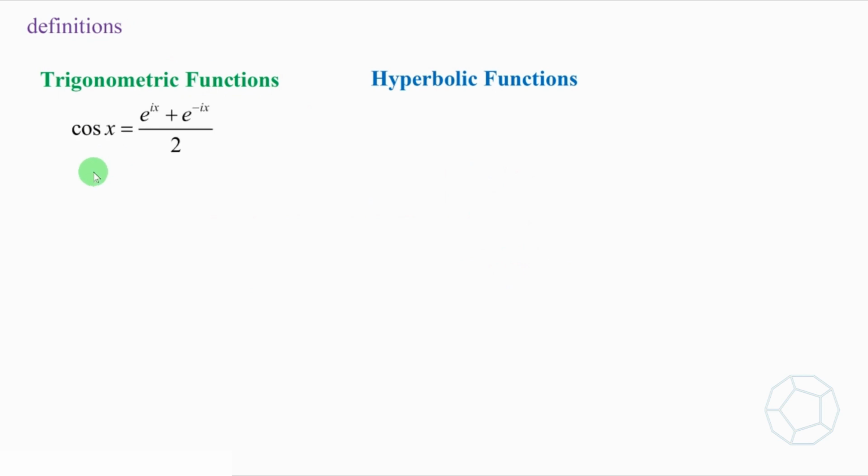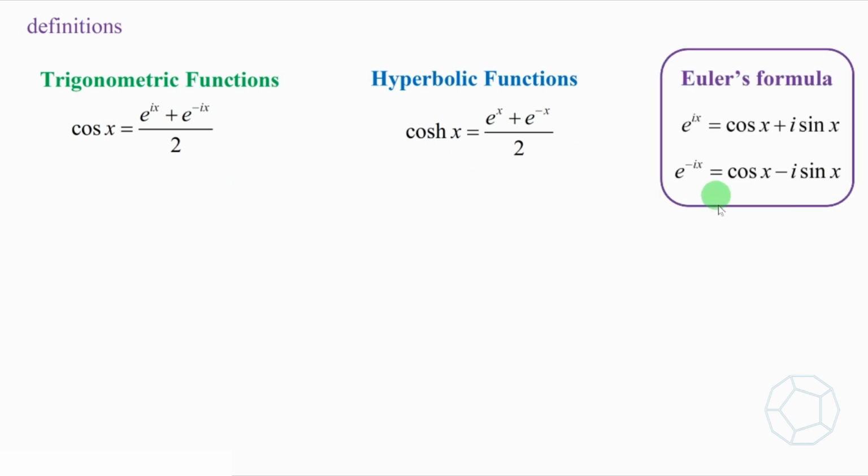In the introduction, we have cosine x is equal to e to the power of ix plus e to the power of negative ix over 2. Take away the imaginary number i, then hyperbolic cosine x is defined as e to the power of x plus e to the power of negative x over 2. Similarly, using the Euler's formula, we have sine x is equal to the difference of the 2 exponential terms over 2. So hyperbolic sine x is defined in a similar way. It's equal to e to the power of x minus e to the power of negative x over 2.